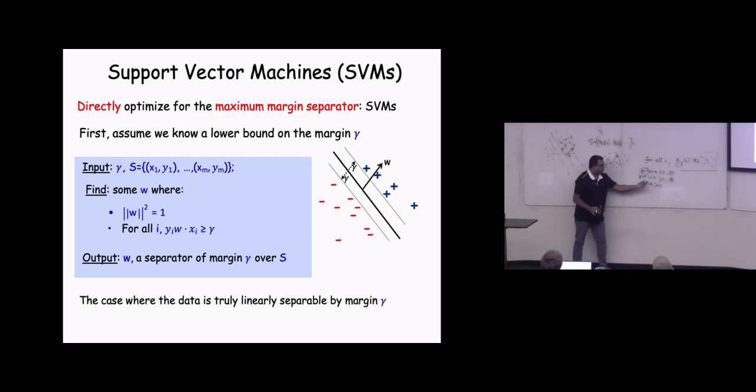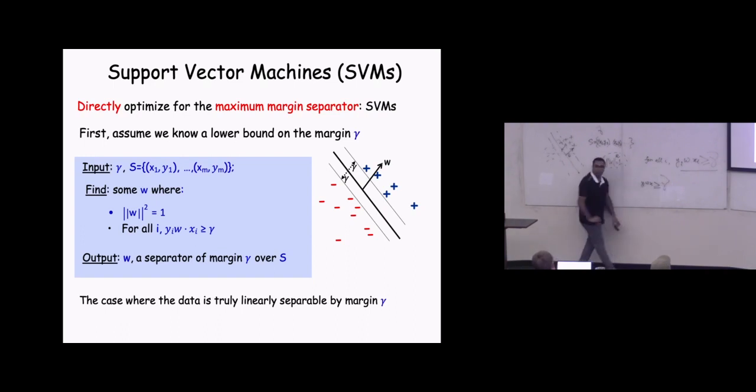Because W dot x should be negative for negative points. W dot x should be positive for positive points. So now if we multiply by yi, if it's positive, then this positive remains positive. Negative remains negative. Is that clear? Okay.